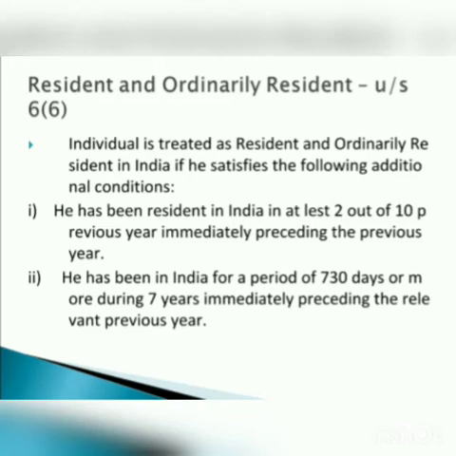Second, he has been in India for a period of 730 days or more during the 7 years immediately preceding the relevant previous year. Means skipping the current year, he has to check the 7 previous years, and he should have stayed 730 days in those 7 previous years. If he satisfies both the conditions simultaneously, then we can say that the person is a resident and ordinary resident in India.